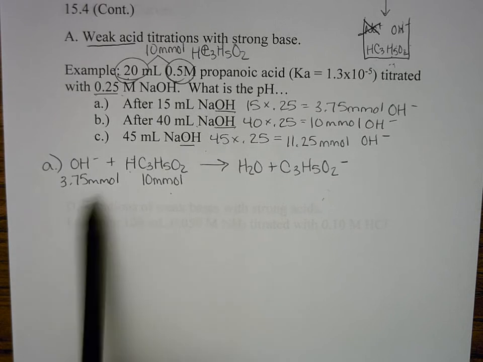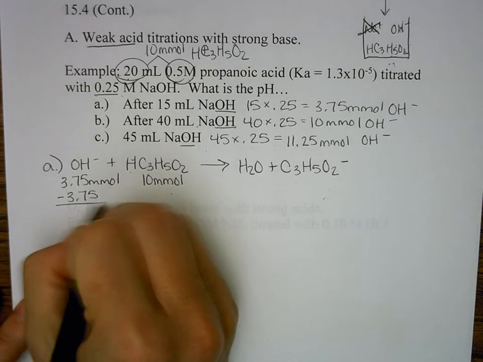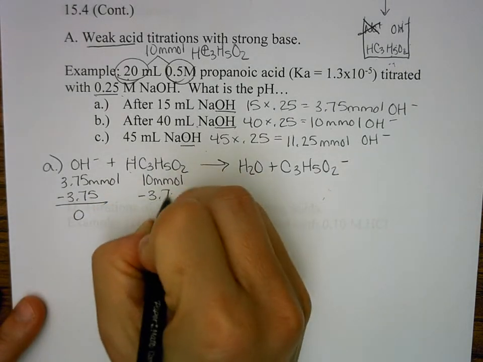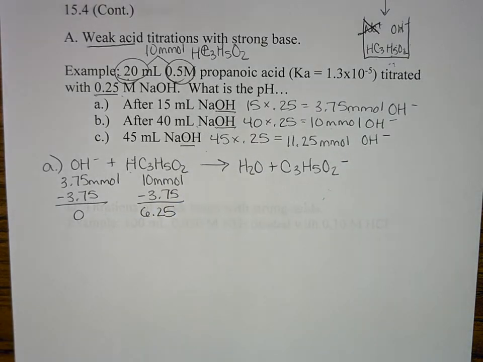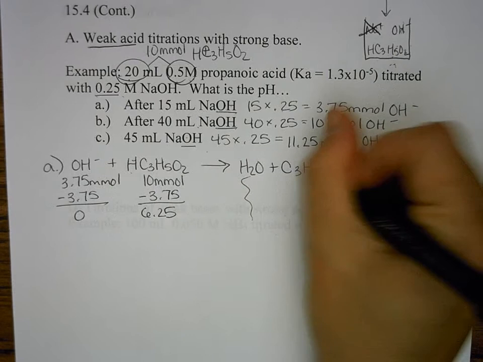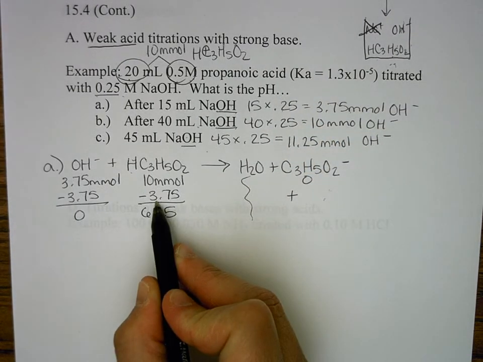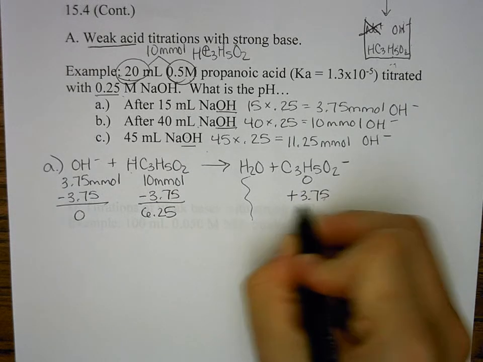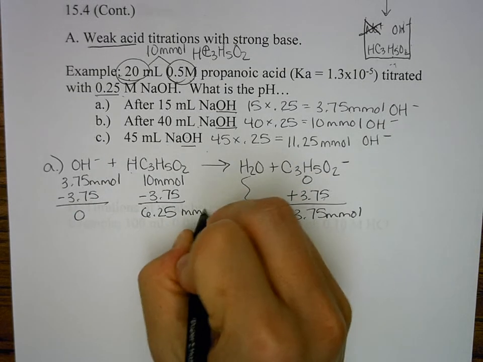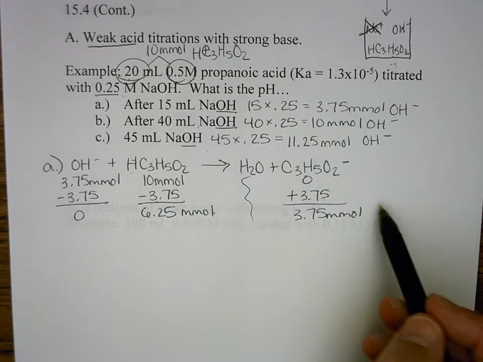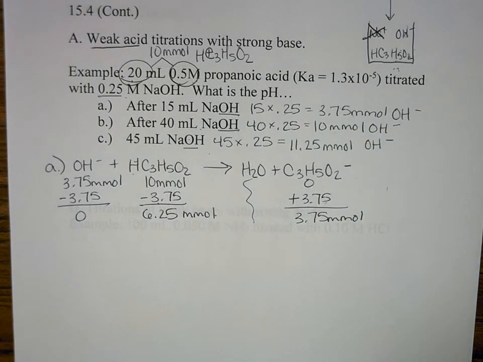What do I do next? What do I subtract from each of these numbers? 3.75, right? The 3.75 gets all used up, and I get 0 here. I subtract 3.75 and get 6.25 millimoles left right there. Water, it doesn't really matter. Over here, I start with 0. I add whatever I subtracted over on the reactant side, so I add 3.75 millimoles and get 3.75 millimoles as my product. The BCA table, this whole thing, is kind of like a shortcut of doing stoichiometry. Since everything here is a 1-to-1 ratio, it makes that easy to do.